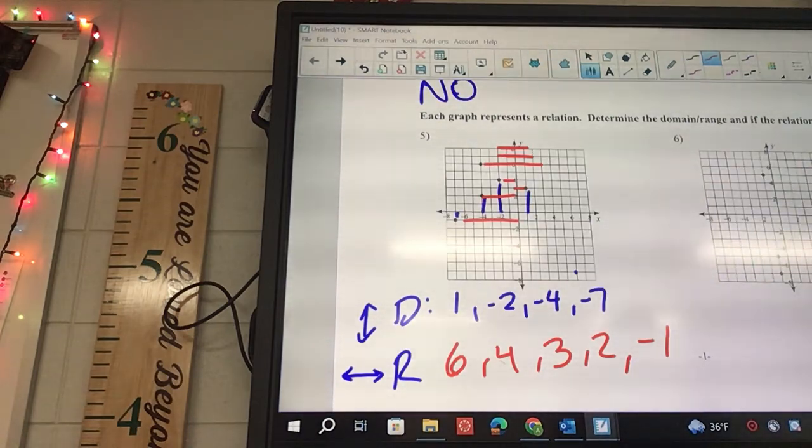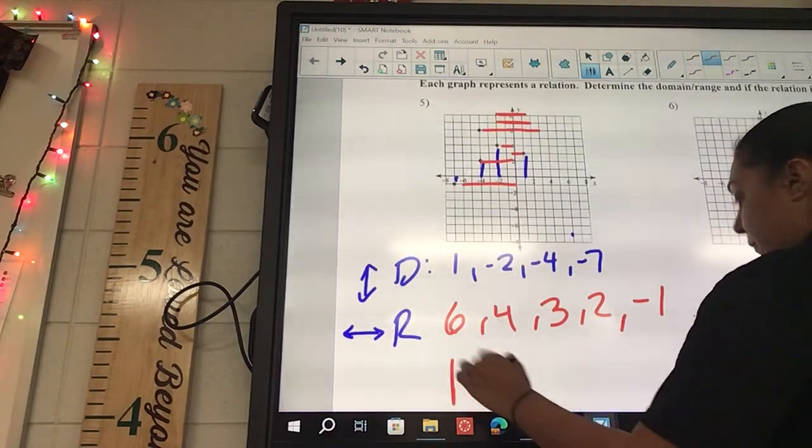Okay, is this a function? Why not? Yeah, because on the domain, there was 2 at negative 4, so this one is going to be a no. This is not a function.